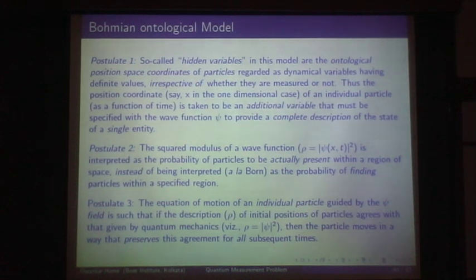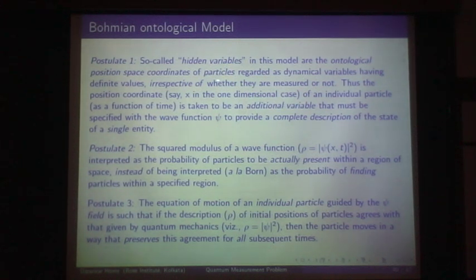So first of all, as an example of a non-orthodox approach, it was historically also the first non-orthodox approach that was put forward, apart from the collapse idea, in 1952 by Bohm. In the Bohm model, the wave function is not taken as the whole story; apart from the wave function, the ontological position coordinate of a particle is introduced as a fundamental entity in the theory.